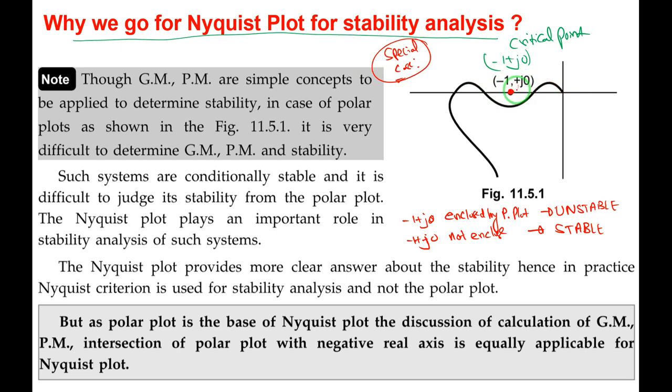It is taken care of by the Nyquist plot. That is what we are going to study next. So minus 1 plus j0 here is neither enclosed nor outside. We don't know; we cannot tell anything if the critical point lies here. So at that time, we go for the Nyquist plot.